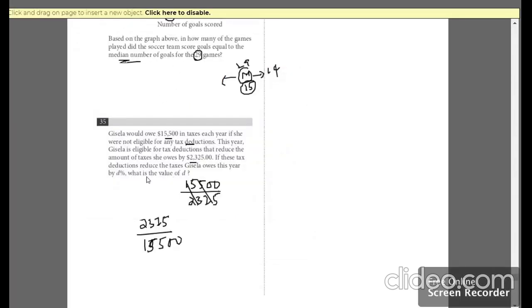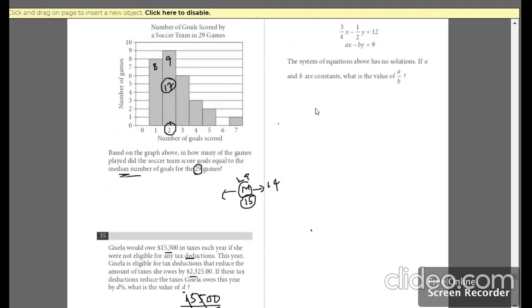But the answer that we are going to write, remember that they are asking what is the value of t in terms of percentage. So don't write the answer as 0.15, you have to write the value of t, which is 15. Moving on to the next question.